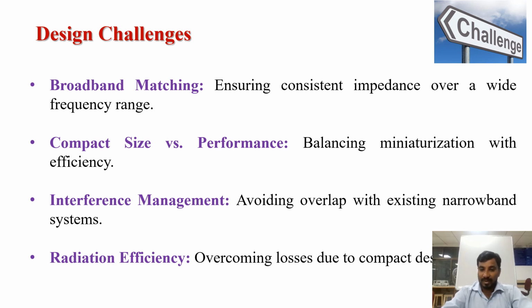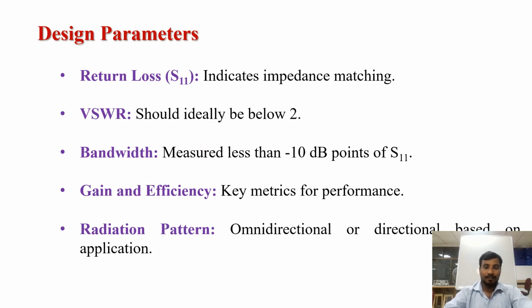Next one is interference management, because as you know, the frequency range covering 3.1 to 10.6 gigahertz can come with multiple bands within it. So we need to avoid overlapping with existing narrowband systems, and the radiation efficiency should also overcome the losses due to compact designs.